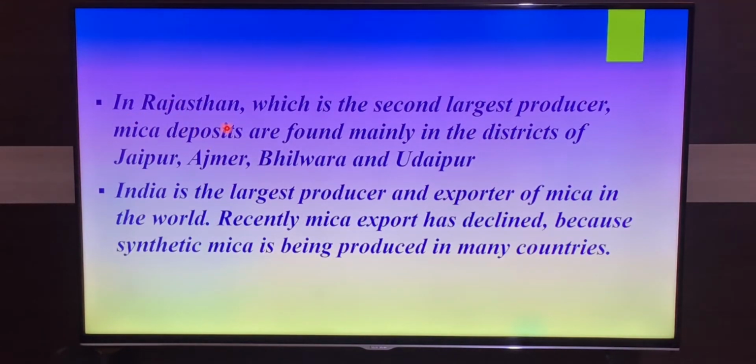Rajasthan is the second largest producer of mica, and the deposits are found mainly in the districts of Jaipur, Ajmer, Bhilwara and Udaipur.